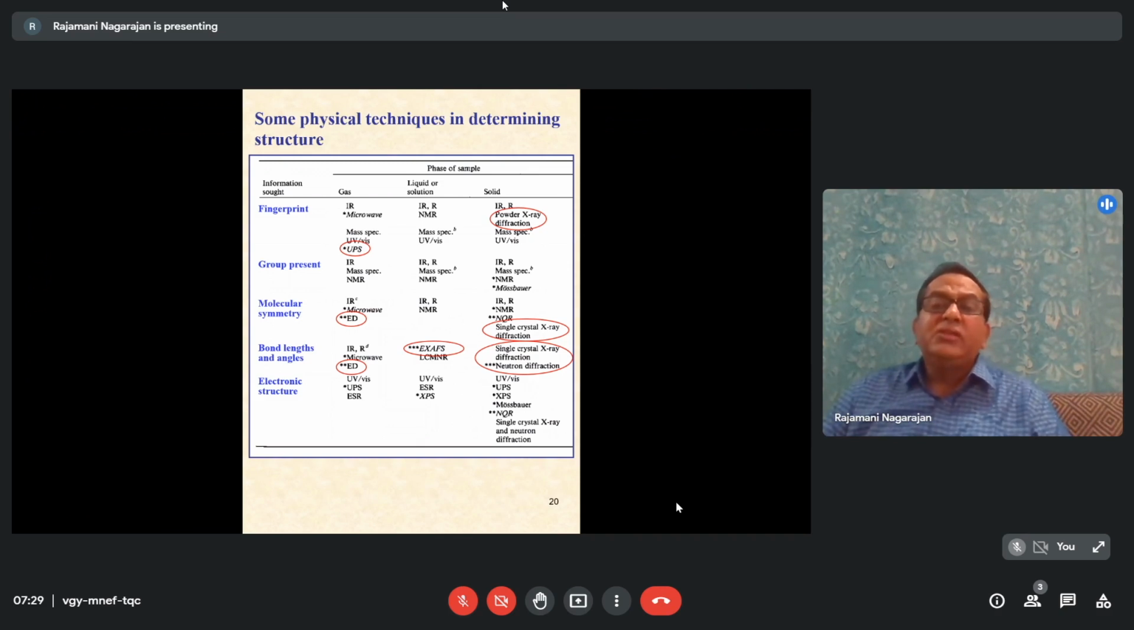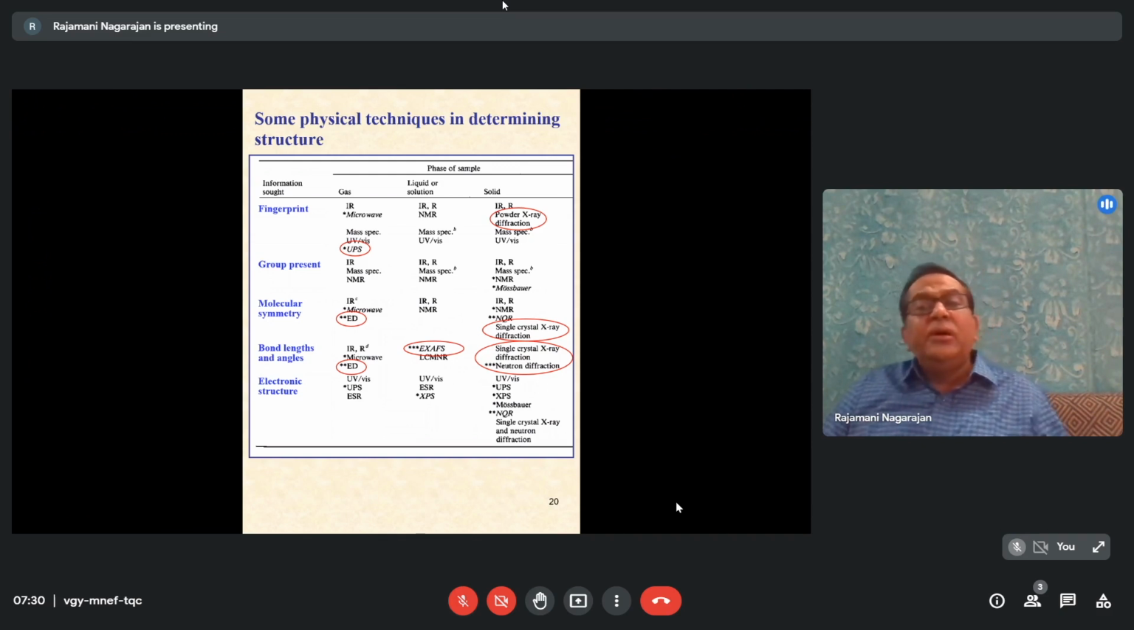And if it is a solid, there is no other way. If you want to find out the bond lengths and bond angles, you have to make use of single crystal X-ray diffraction and neutron diffraction. If you want to understand the electronic structure of a molecule, if it is in the gaseous form, you use UV visible spectroscopy, you use ultraviolet photoelectron spectroscopy, you use electron spin resonance, sometimes we call it EPR. This is also a very interesting technique which people are not extensively using to elucidate the structure, but one has to use it to elucidate the structure of a molecule.